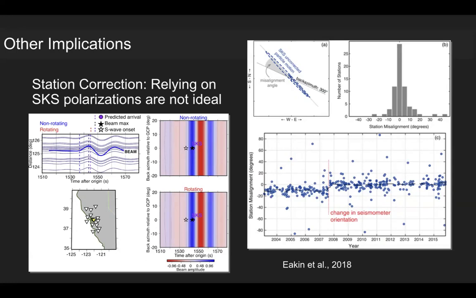one possibility is station misalignments. SKS polarizations are sometimes used for station misalignments, and we know that polarization anomalies can be up to 10 or 20 degrees. It might be fine if you use a global distribution of earthquakes, but it's an important consideration that SKS polarization might not always work for station alignment. You might have to use other phases just to confirm.